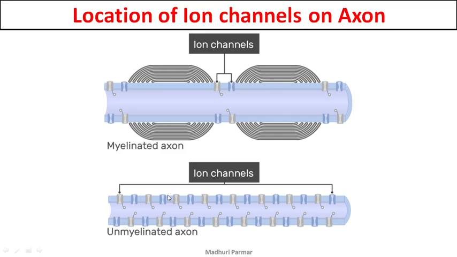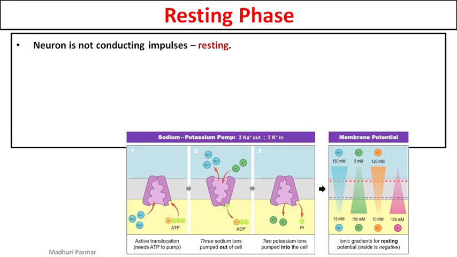Talking about unmyelinated or unmedullary axons, you can see that they have equal amount of ion channels present on the whole axon membrane. Clear? So this is the difference, or this is the exact place where you can find ion channels in myelinated and non-myelinated axon.